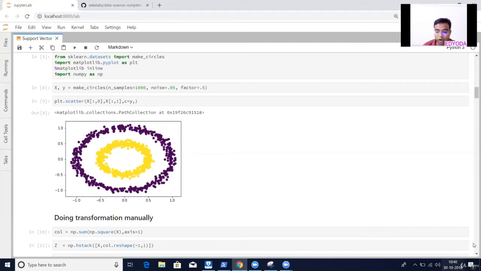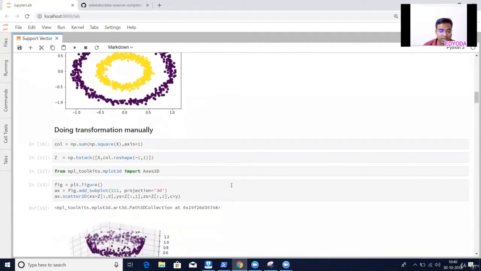To do this, we can derive from this data one more column, Z, which is the sum of squares of X and Y. So say this is X, this is Y, X square plus Y square, that is your Z, and that is how we calculate it with NP square. X is one, so around the horizontal axis it is squaring it up and then summing it up. That is the Z column, so that becomes the height.